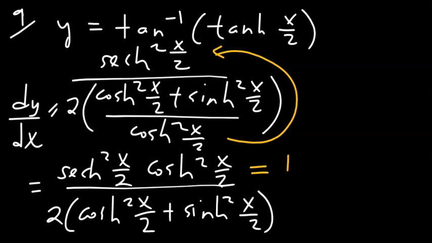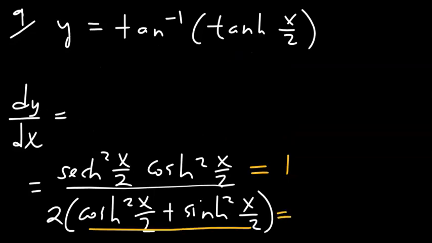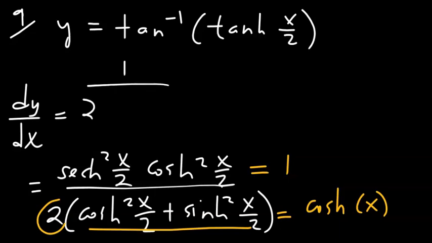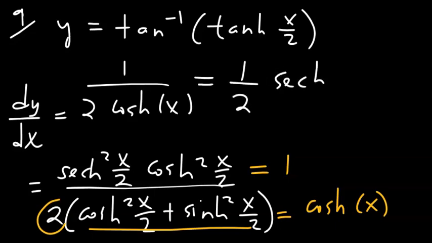So the top is just 1. From the hyperbolic function identity, the bottom is just hyperbolic cosine of x, excluding the 2. So overall you have 1 over 2 hyperbolic cosine of x, or quite simply half hyperbolic secant of x. And that's the final answer.